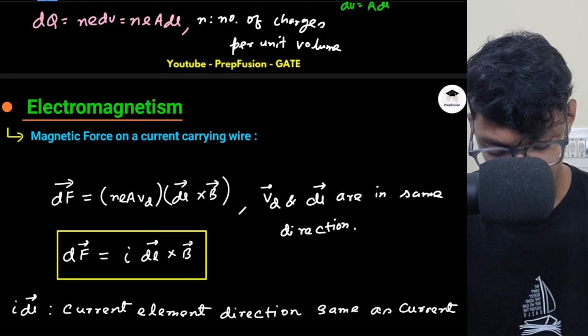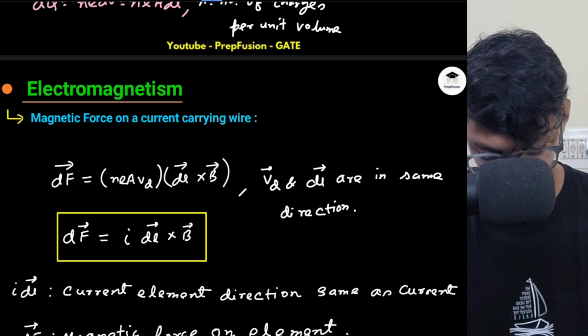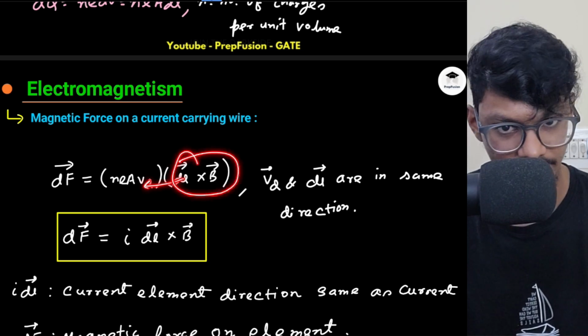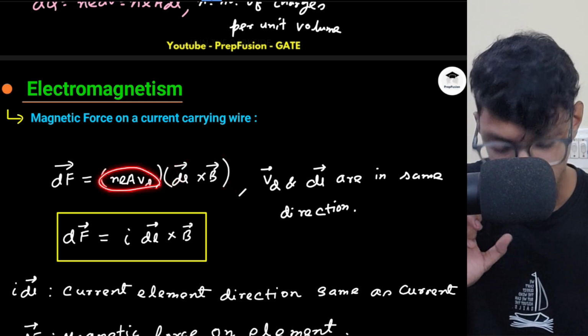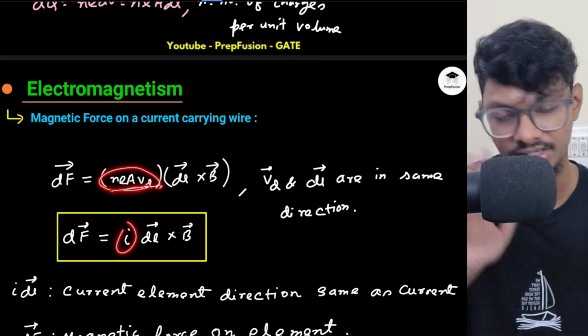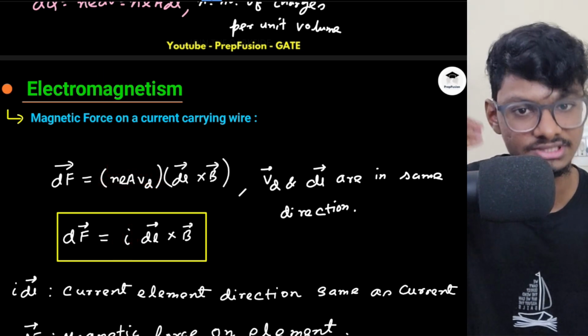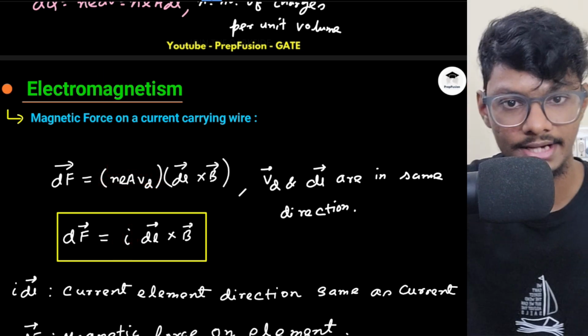Okay, so VD and DL are in the same direction. Why am I doing this? I'm just taking out VD and keeping the vector DL cross B. Why? To get to this format, and this format is known as what? Current. No need to remember this derivation. I'm just giving you a brief overview and a visualization.